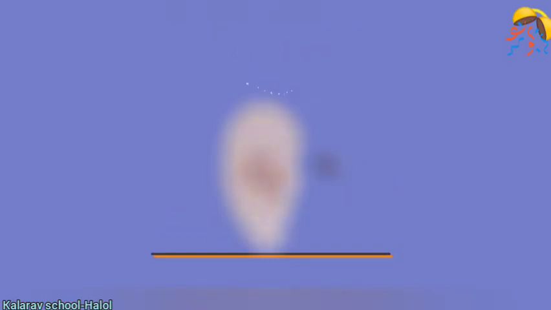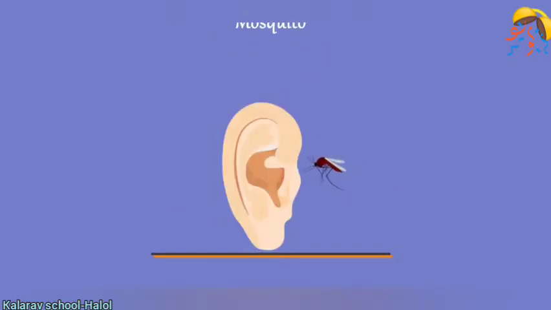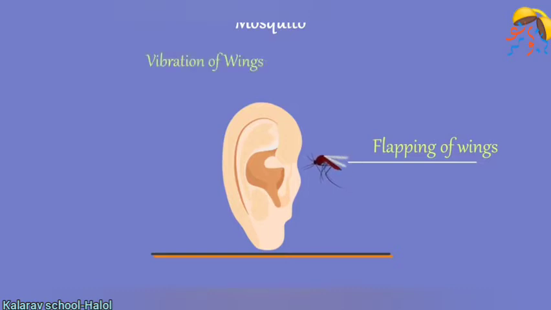Do you hear the buzzing when a mosquito is close to your ears? Ever wondered how that sound is made? The sound is because of flapping of wings by a mosquito. Yes, the wings of the mosquito are vibrating, and it's this vibration that produces the buzz we hear.